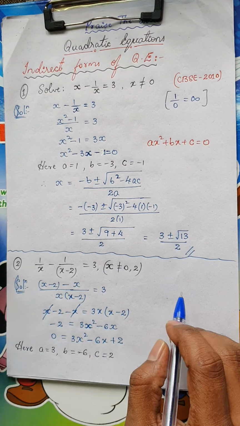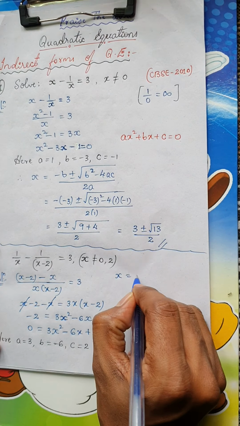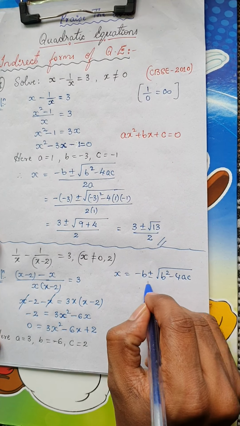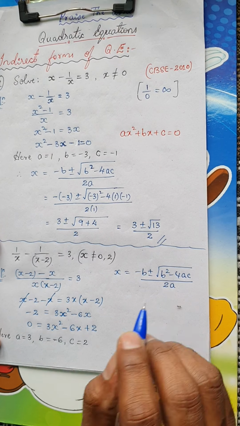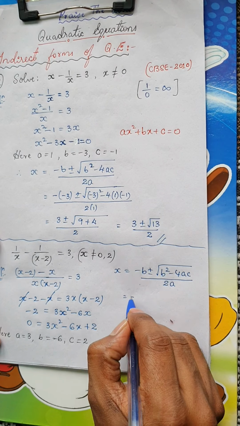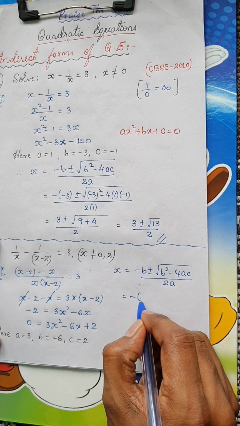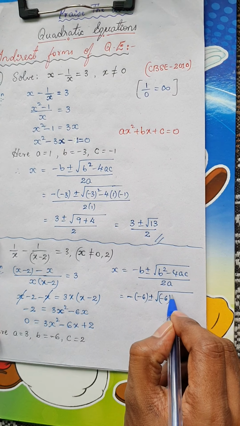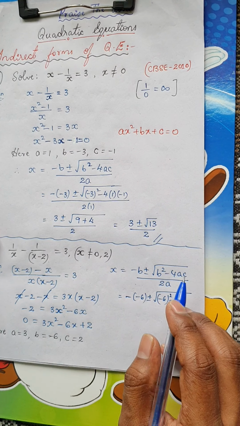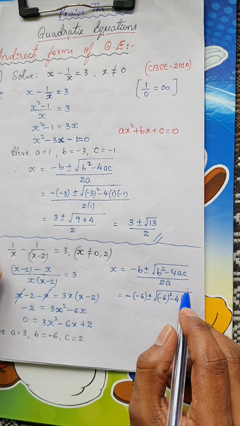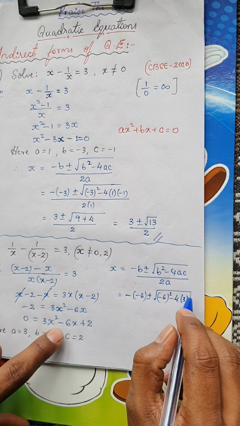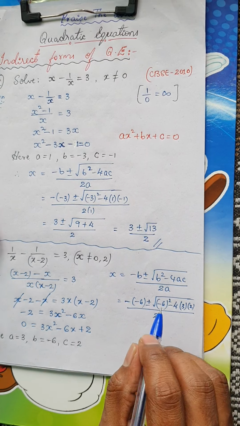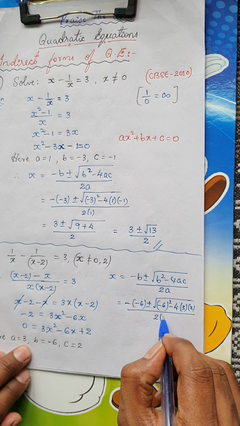Okay. Now what is the formula? We know that x is equal to, the formula is minus b plus or minus square root of b square minus 4ac divided by 2 times a. Okay. So this is nothing but minus, what is b value? You can see here b value is minus 6. So minus of minus 6 plus or minus square root of minus 6 square minus 4 into a into c, that is 4. A value is, you can see here, it is 3 and c value is 2. Okay. Divided by 2 into what? A value is 3. Okay.